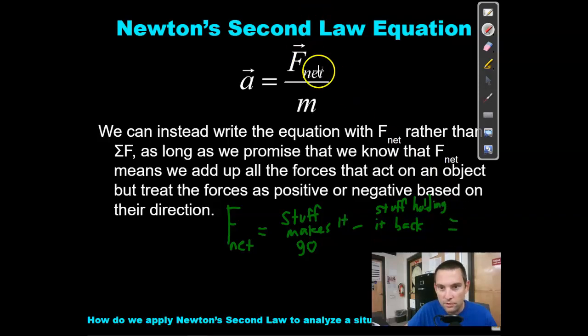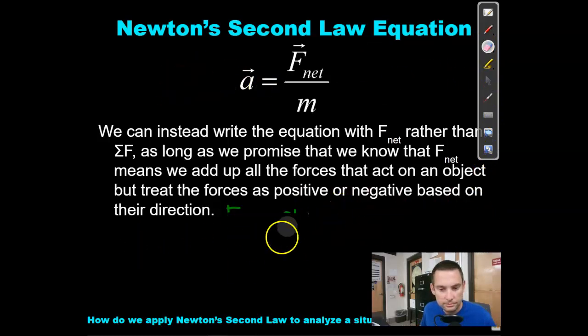If we solve this equation by multiplying m on each side, F net equals mass times the net acceleration. So the net force is just the stuff that makes it go minus the stuff holding it back equals mass times acceleration, whereas acceleration is your net acceleration. Okay? That's one way of doing it. Let's keep going.